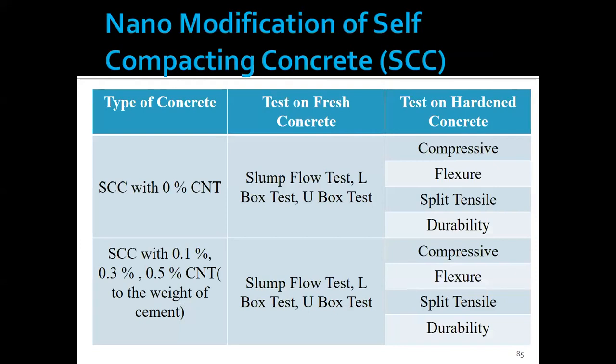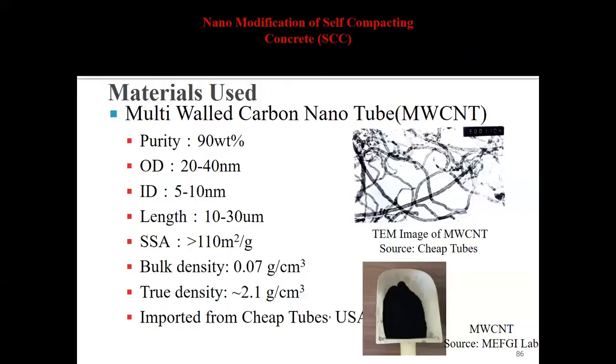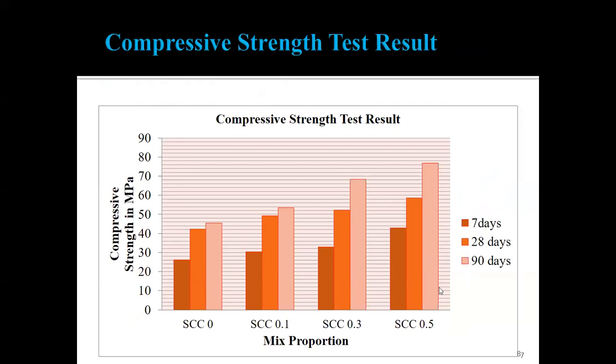In our institute also, we try to have self-consolidating concrete modified with the carbon nanotube. We tried 0%, 0.1%, 0.3%, 0.5%. We completed all these tests, slump flow, L-box, U-box. And what we found that the strength increases tremendously. So this is the 90 days strength. Original mix was just of M20, and see the strength, almost 90 days strength was almost 75, right?